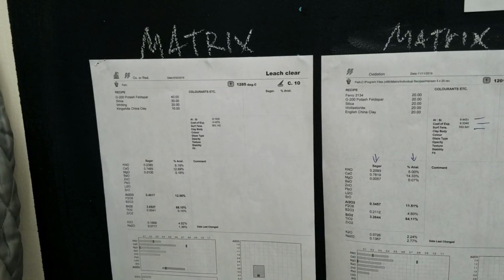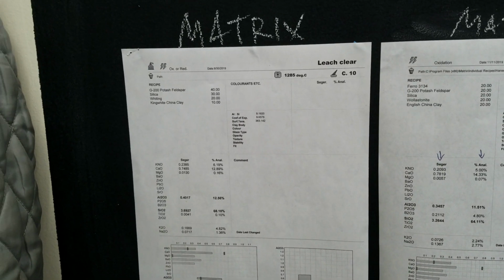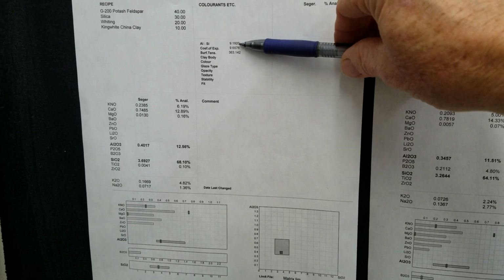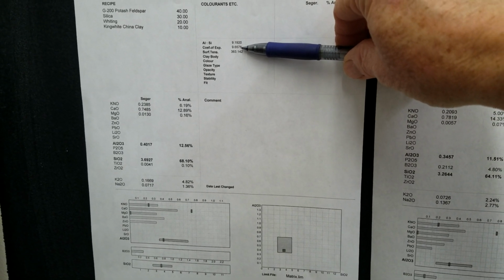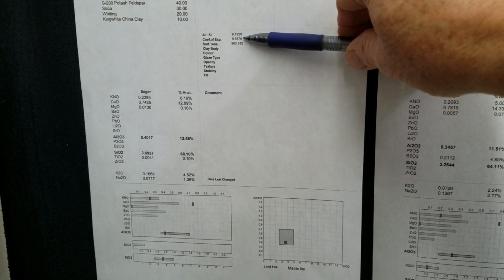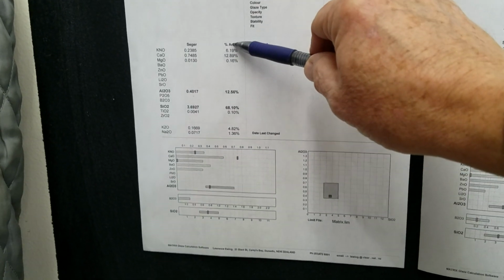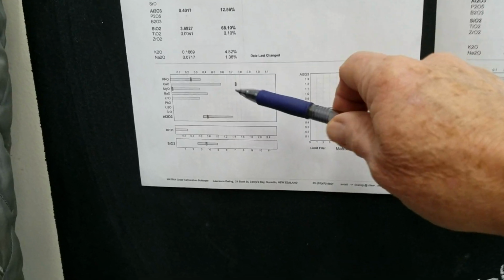All right, so here's the first one. I want to show you the printout that Matrix does. It's very nice. Each of these software programs does different things. For instance, he has a lot of fields. This one is the silicon alumina ratio. He does the coefficient of expansion. He also does surface tension. And then he does percent analysis, Seger. And I like this one.